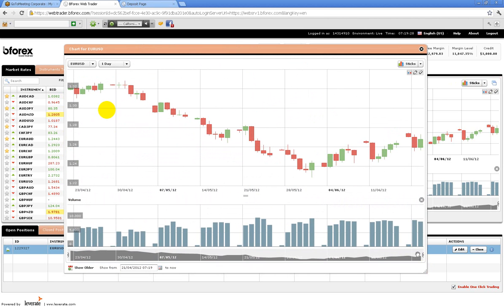Let's analyze the chart right here. Here we understand that this is the Euro USD. I can change to any instrument that I prefer. Here I have a rate of a day, 4 hours, 1 hour, 15 minutes, 5 minutes, etc. I would prefer using 1 hour.